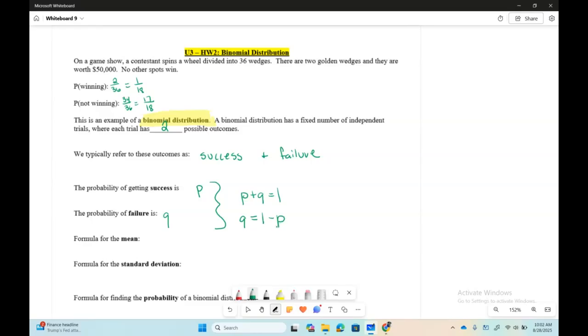All right, so we have some new formulas since we're dealing with a different type of material. The mean is going to be N times P, and the standard deviation is the square root of N times P times Q. So there are some new formulas for you.